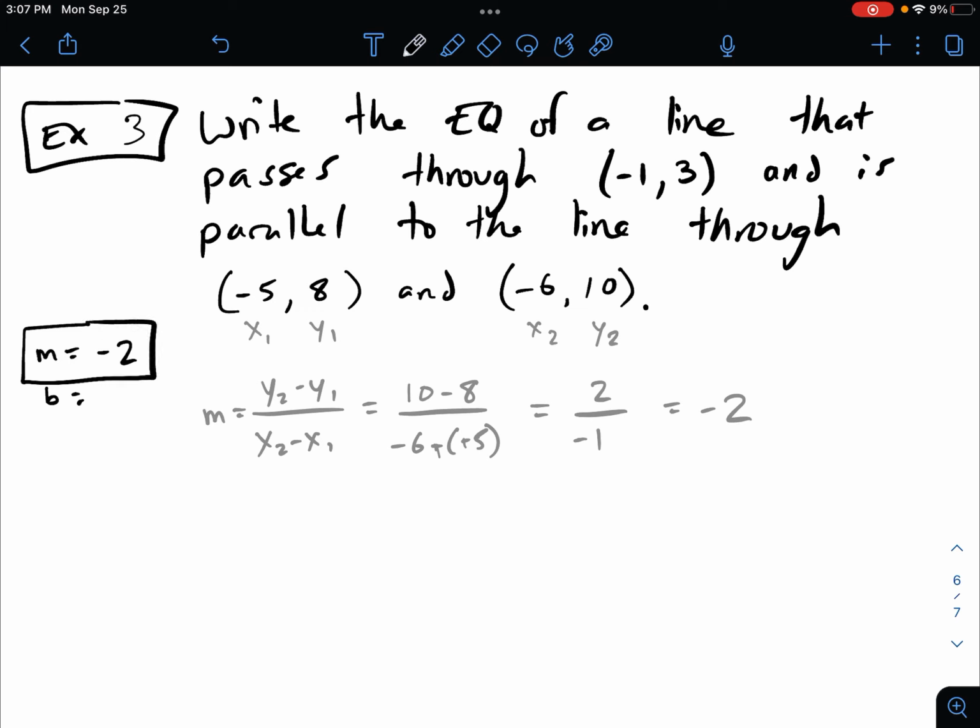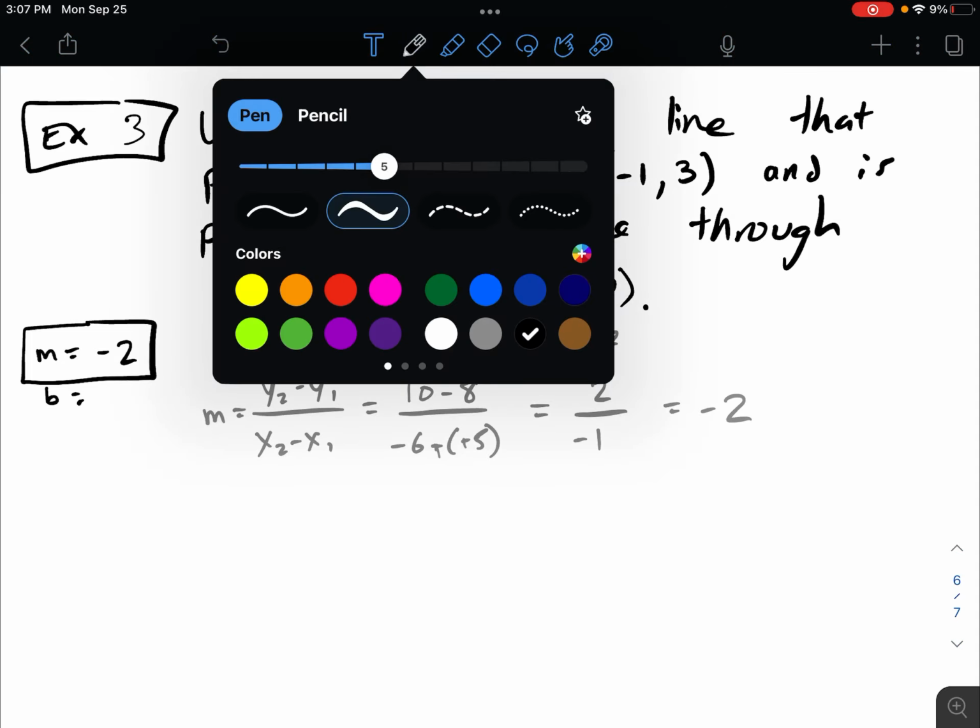So we got a slope of negative 2, but I still have to find the y-intercept of this new line, okay? So the question is now, which of these 3 points do I have to use? Well, I don't want my new line to go through this point or that point. I want my new line to go through this point. So I'm going to use the negative 1 comma 3 right now, all right?